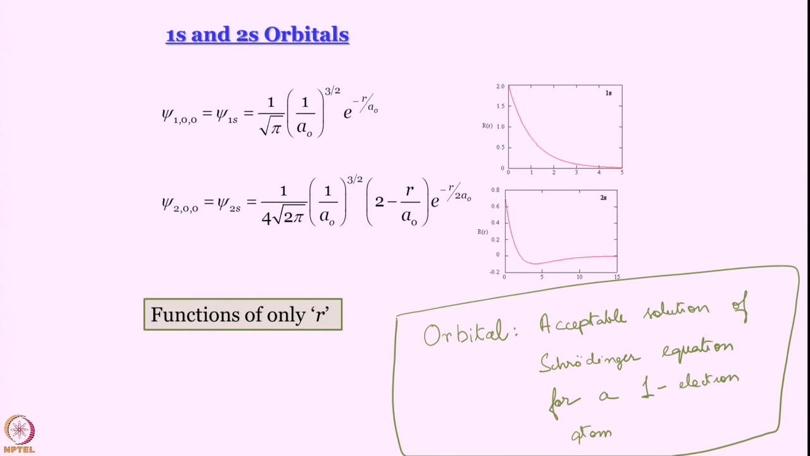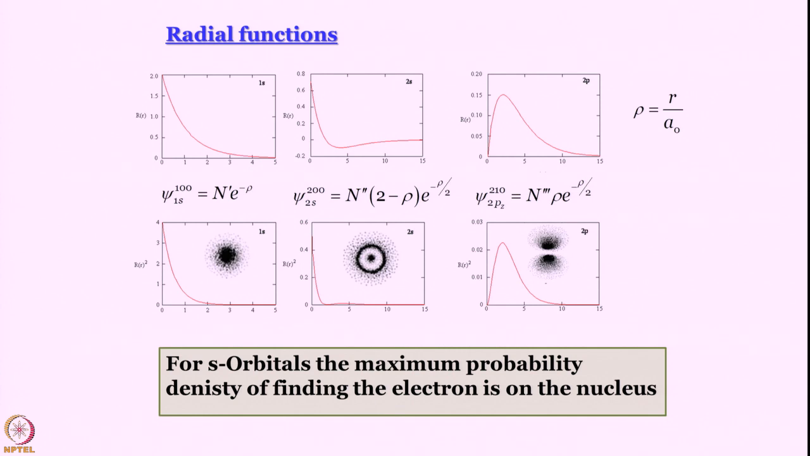Now let us look at the 1s and 2s orbitals. Exponential decay in R, this is what it looks like. Psi 2 0 0, where is this going to become 0? 2 minus R by a 0 equal to 0, so R equal to 2 a 0. So, at R equal to 2 a 0, we have a node. What is a 0? The Bohr radius. All right. Now, here we show you the three radial parts, 1s, 2s and 2p.